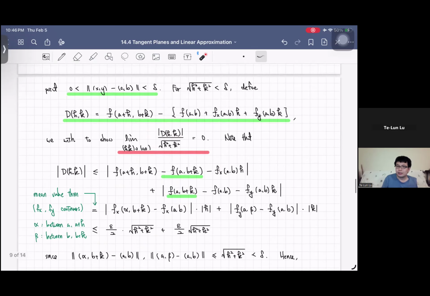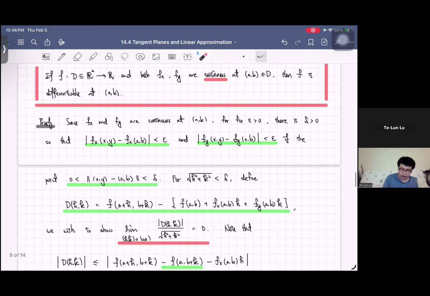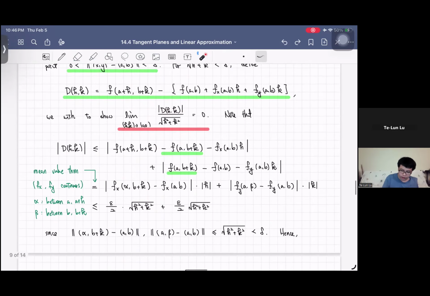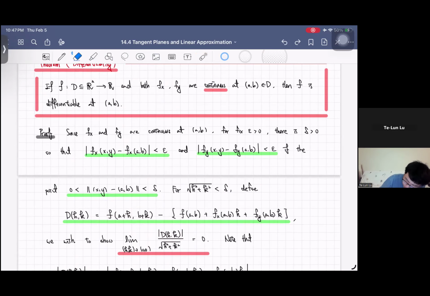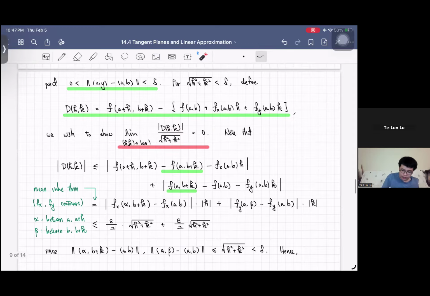So you see where the usefulness of continuity comes in. Since alpha is between a and a plus h, (alpha, b plus k) and (a, b) are obviously within distance delta. So since h squared plus k squared is less than delta, these two terms are by construction less than epsilon. So, actually, I wrote epsilon. I should use half epsilon just for convenience. So let me change that. There's no big deal, because continuity ensures us that epsilon can be chosen arbitrarily. Right. So this will be half epsilon.